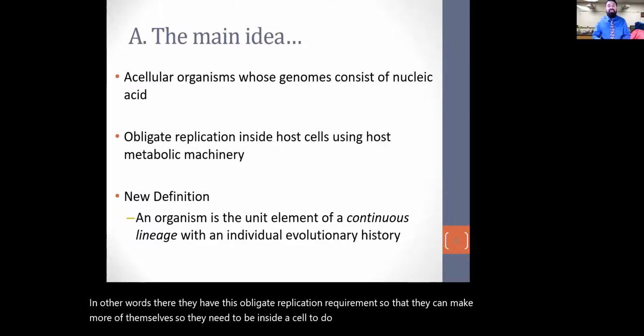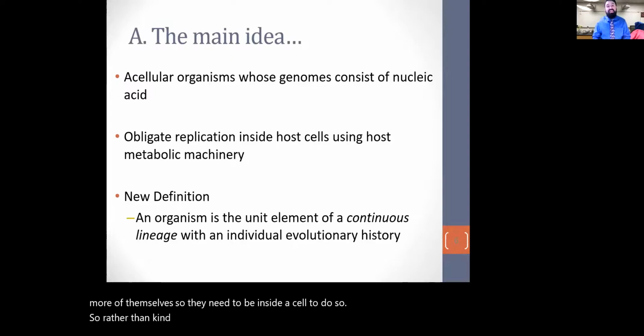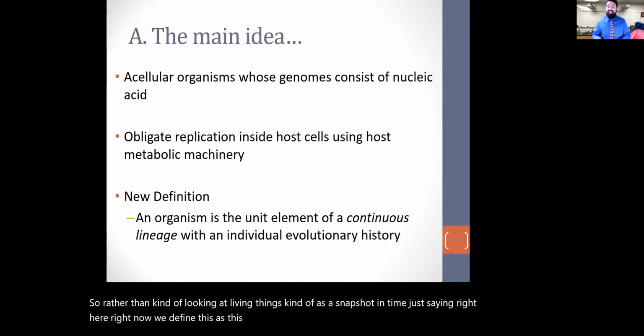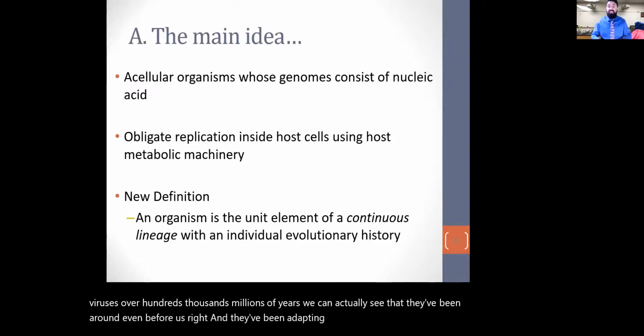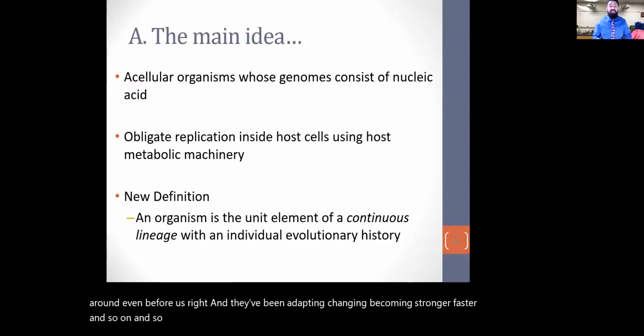So rather than looking at living things as a snapshot in time, just saying, well, right here, right now, we define this as this one thing, instead, what we can do is say, well, if we look at viruses over hundreds, thousands, millions of years, we can actually see that they've been around even before us, right? And they've been adapting, changing, becoming stronger, faster, and so on and so forth, and still growing and making more of themselves, like any other organism would do.